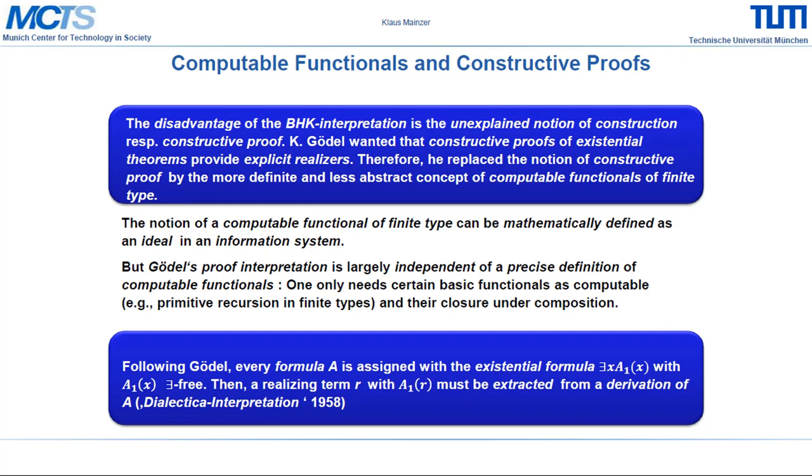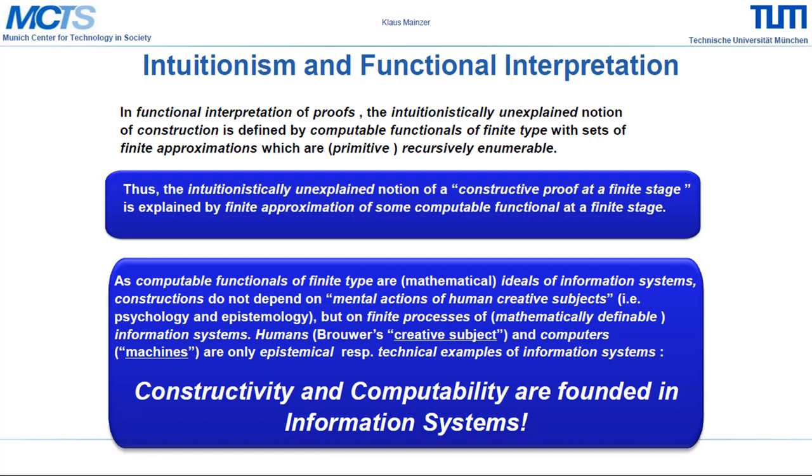So the disadvantage of the Brouwer-Heyting-Kolmogorov interpretation is the unexplained notion of construction and constructive proofs, and therefore Gödel wanted that constructive proofs of existential theorems provide explicit realizers, and therefore he replaced the notion of constructive proof by the more definite and less abstract concept of computable functionals of finite type. So in functional interpretation of proofs, the intuitionistically unexplained notion of construction is defined by computable functionals of finite type with sets of finite approximations which are recursively enumerable. And so, to make a long story short, we can say that constructivity and computability can be understood rooted in the concept of information systems, which I introduced in the beginning.